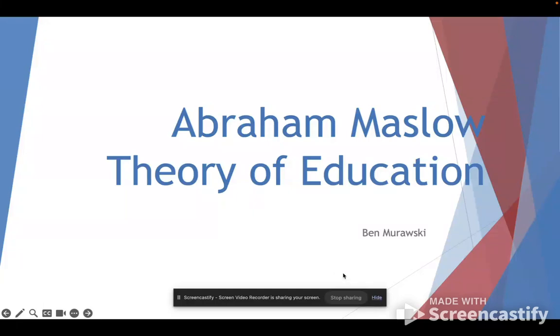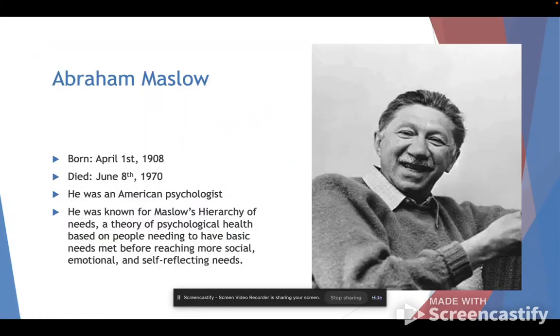So this is Abraham Maslow's theory of education. Abraham Maslow was born April 1st, 1908, and he died June 8th, 1970. He was an American psychologist. He was known for Maslow's hierarchy of needs, which is a theory of psychological health based on people needing to have basic needs met before reaching more social, emotional, and self-reflecting needs.